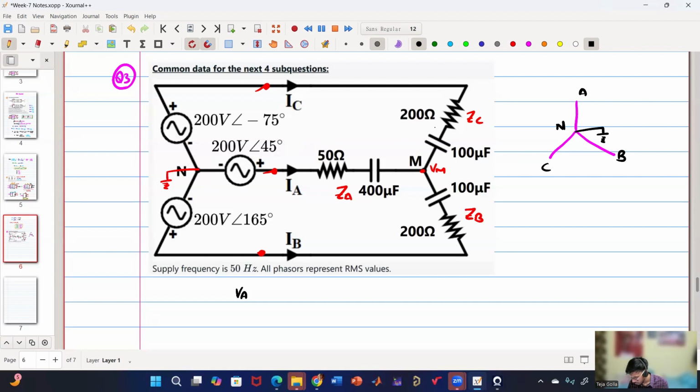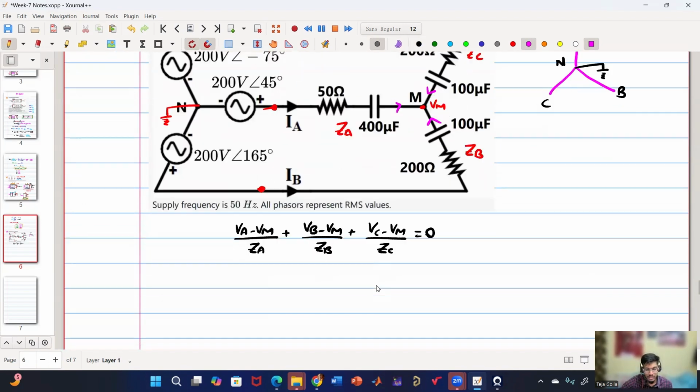VA minus VM by ZA plus VB minus VM by ZB plus VC minus VM by ZC equal to 0. This is the KCL, right? At M, because this current and this current summation is 0. So now in this equation, the only unknown is VM. So solve for VM, and once you solve for VM, then you can solve for IA, IB, IC. Clear?